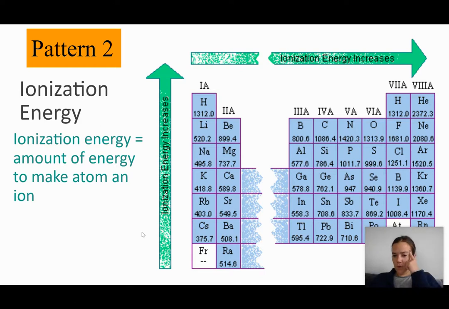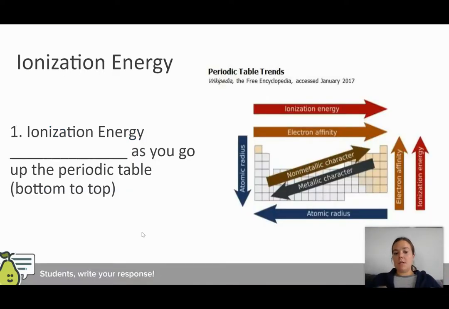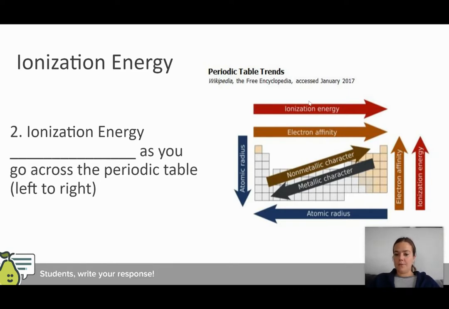So let's check that we fully understand that. Ionization energy blank as you go up the periodic table. So as you go from the bottom to the top. And this is a trends chart that you're going to see a lot of. It kind of combines all of the trends that we're looking at, so I want you to be comfortable with it. The ionization energy arrows always point in the direction that they are increasing. So as we're going from the bottom to the top, what would we say about the ionization energy? Fill in this blank. The ionization energy increases or gets bigger as you go up the periodic table. What about as you go from left to right? It also increases or gets bigger.